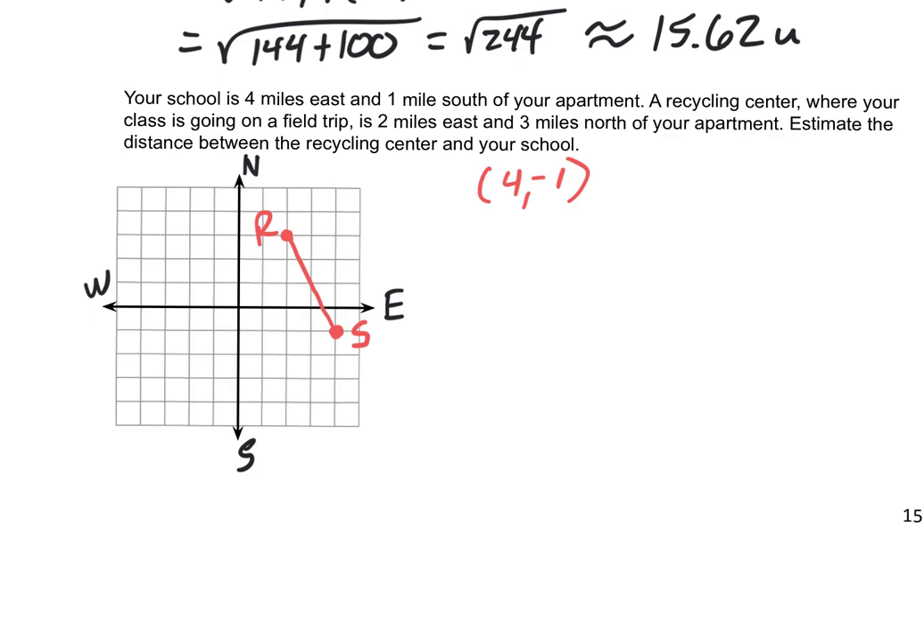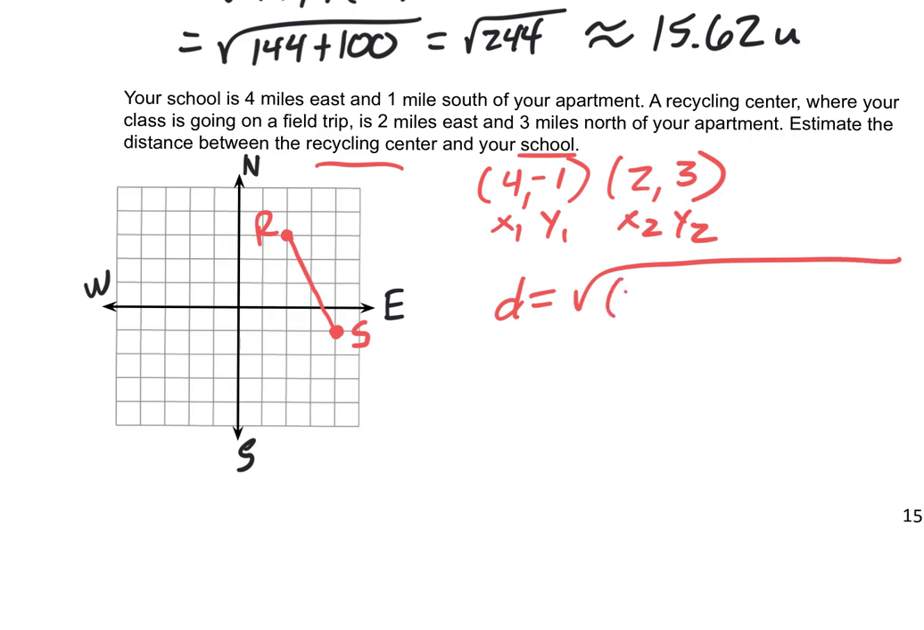The recycling center would be at 2, 3. Okay, and it doesn't matter which one you do first and which one you do second. So that's why those 2 points are interchangeable. Which one do I have to list first? Doesn't matter. Okay, as long as you got them both correct, you'll get the same answer either way. Okay, and now we can plug it into our formula. We want to find the distance between those 2 locations, the recycling center and school, is where we're finding the distance between.